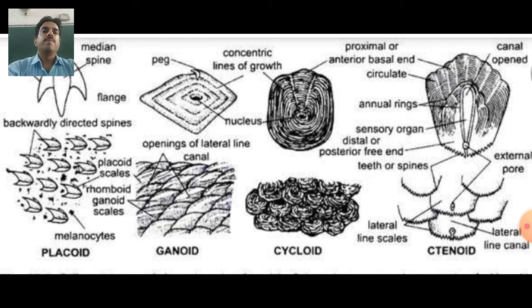These are present in elasmobranch fishes or cartilaginous fishes only. Each placoid scale consists of a backwardly directed spine, that you can see in the first diagram, arising from a rounded or rhomboidal basal plate. That is also visible in the first diagram: median spine and basal plate.